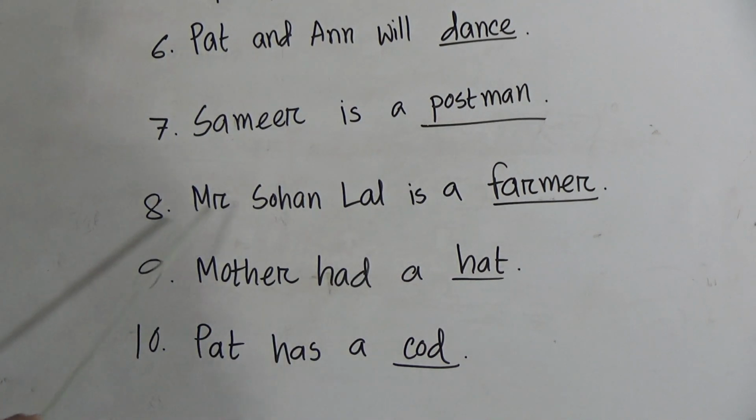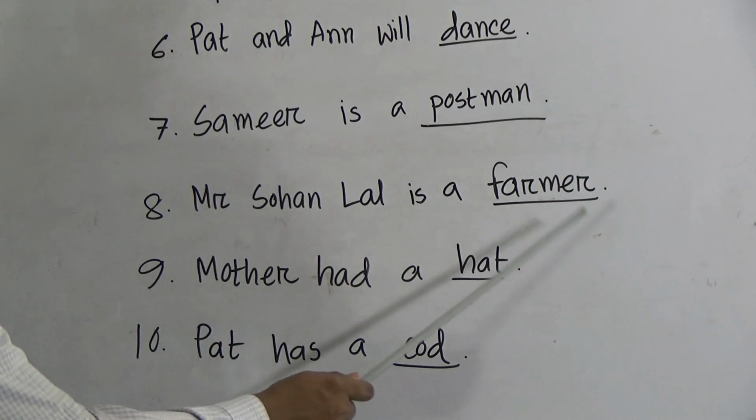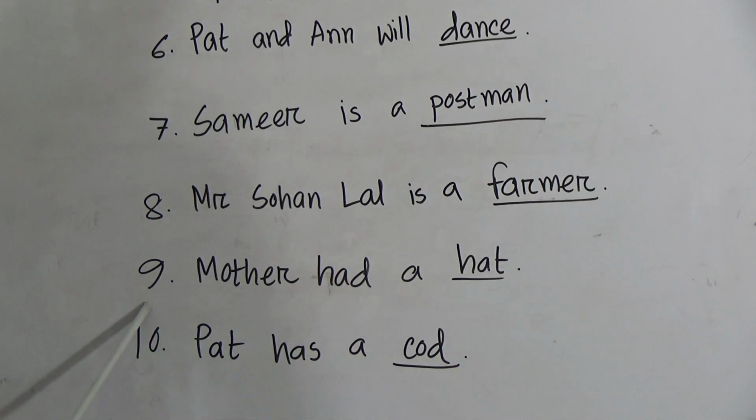Then number 8, Mr. Sohan Lal is a gap, farmer. F-A-R-M-E-R, farmer. Number 9, mother had a hat, H-A-T, hat, cap. Okay. Number 10, pet has a cot, C-O-T, cot.